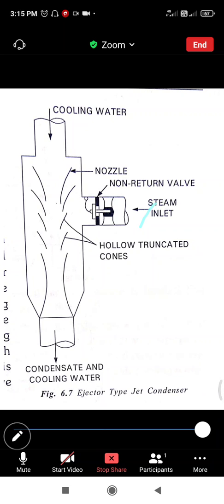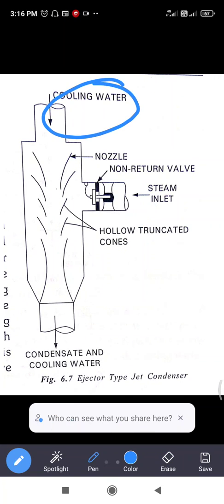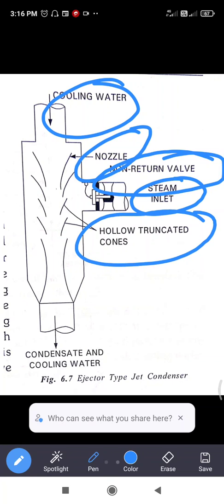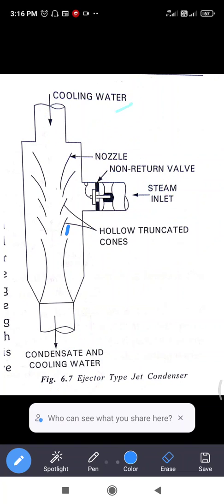An ejector type jet condenser consists of cooling water, a nozzle which increases the pressure, and a non-return valve. A non-return valve is a valve where, once the fluid enters, it does not go back. It also has the steam inlet and the hollow truncated cones, and this is the condensate and cooling water outlet.